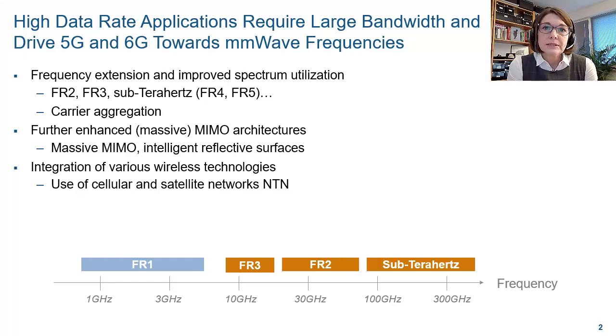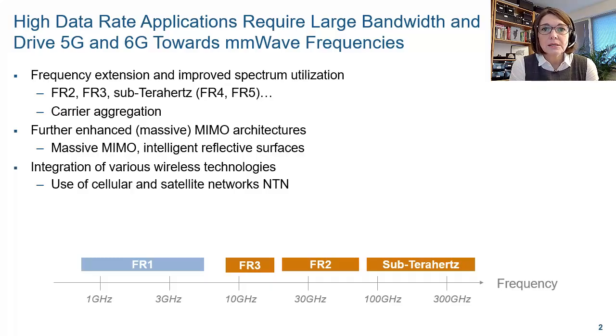And one way to support such high data rates is to use larger bandwidth or to utilize bandwidth more efficiently, often together. And one way to accommodate large bandwidth is to move to higher frequencies above 10 gigahertz or in the millimeter wave range. We see this with the opening of new bands, such as FR2, and more recently FR3, around 10 gigahertz, but also with the interest of researching sub-terahertz bandwidth. And we also see it with the usage of carrier aggregation to enhance spectrum utilization.